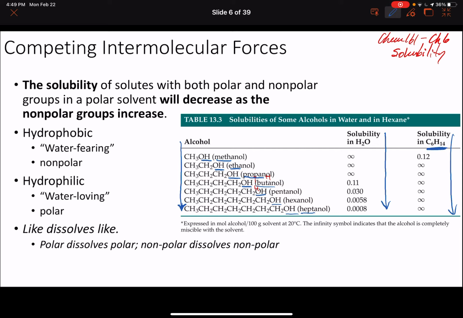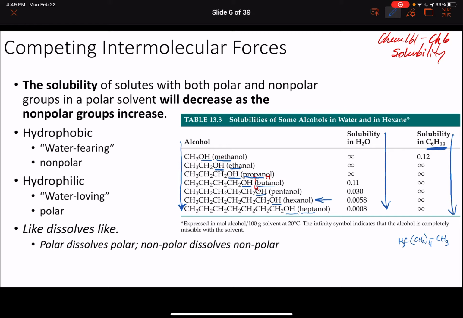So hexane is a hydrocarbon that is CH3, CH2, 4 times, and then a final terminus of CH3. So it's very similar to the hexanol, except that the terminus is not OH, it is CH3.